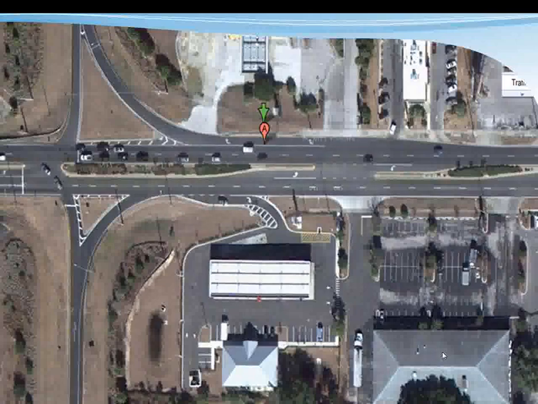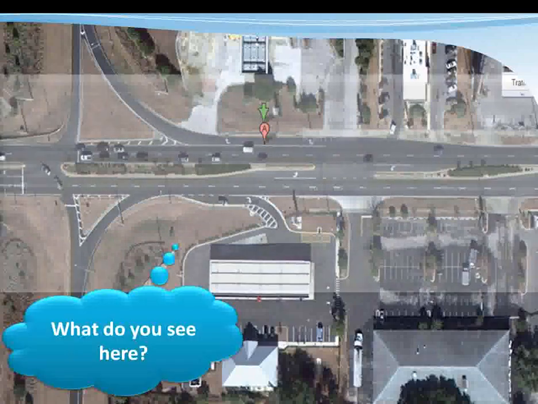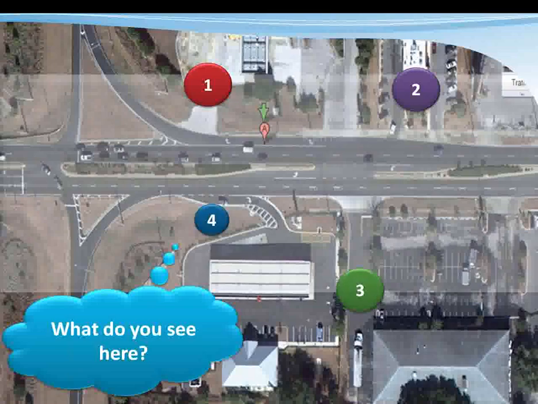This is an interchange area that has a number of issues, some good, some bad.